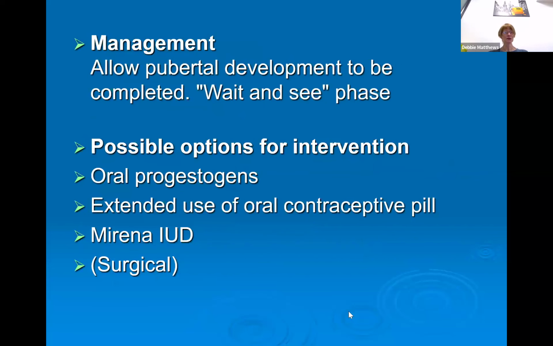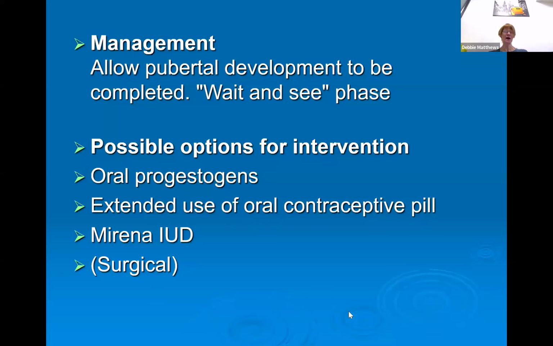What's really important, though, is to allow pubertal development to be completed. So I see many parents coming, saying we don't want her to go through puberty. What can you do to stop it? And we have to say they need to go through puberty. They need to develop, we need to be allowing them to accrue that critical bone mineralization that occurs during puberty. And so therefore, this is very much a wait and see phase. Get through puberty, reach menarche, and then just see how it is.